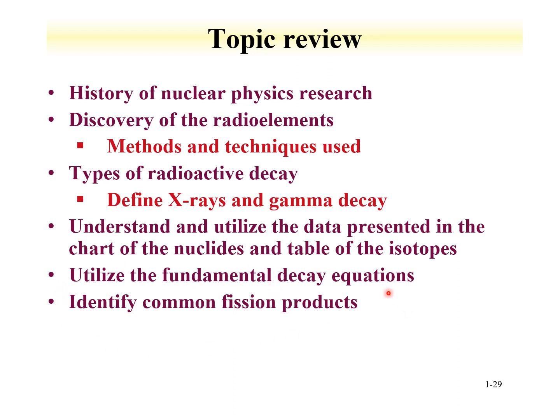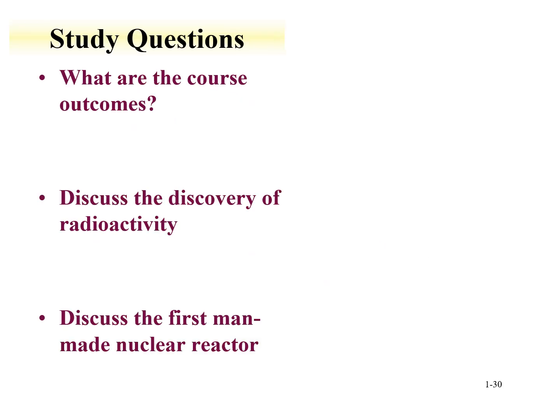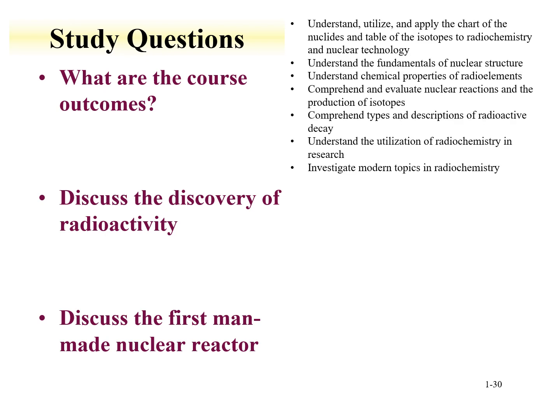And we identified some common fission products. We did that through understanding the double-humped fission curve, plus looking at the chart of the nuclides, understanding which isotopes would be produced in fission. Okay, some examples of questions that you should be able to answer include what are the outcomes of the course, and the course outcomes listed here include fundamentals of nuclear structure, chemistry of the radioelements, modern topics in radiochemistry.